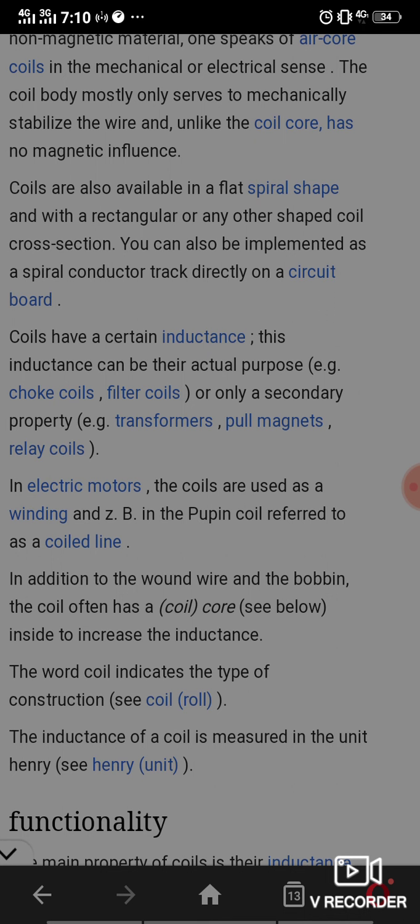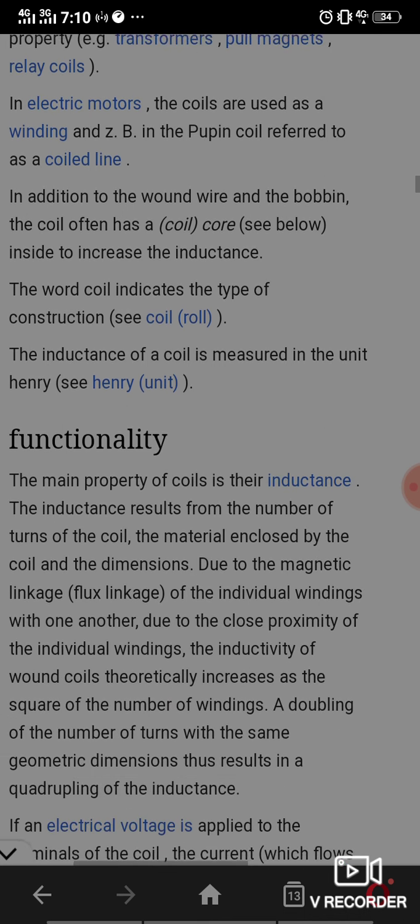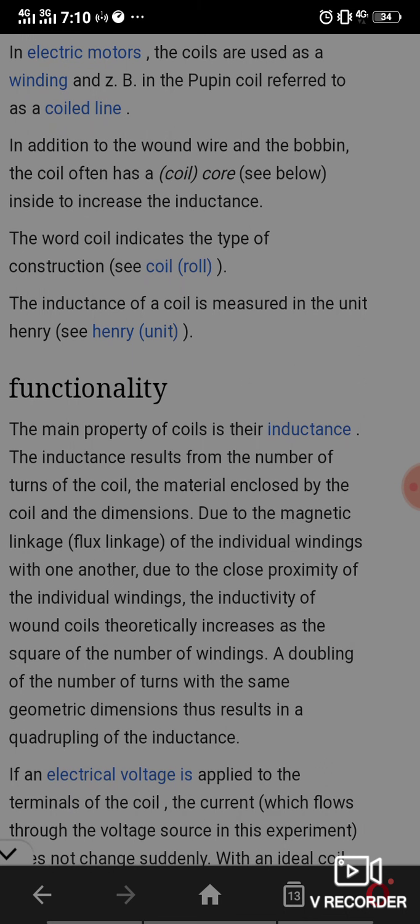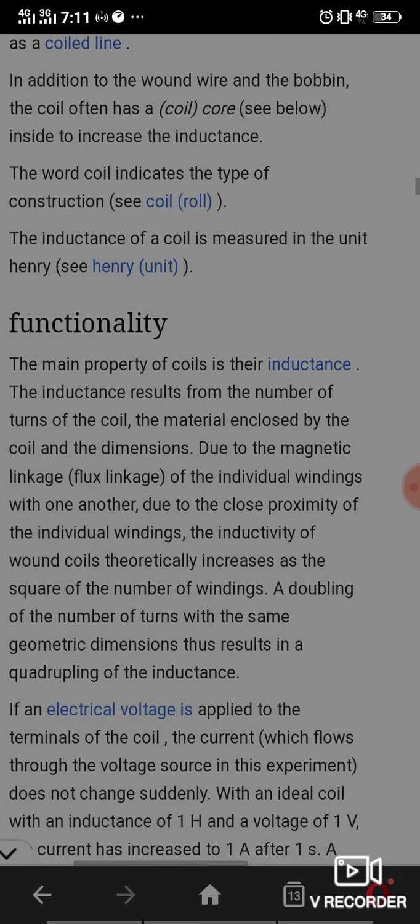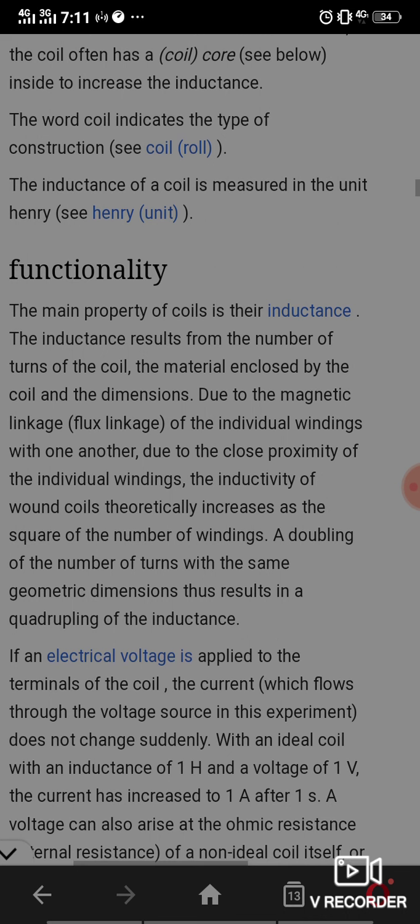The inductance of a coil is measured in the unit Henry. The main property of a coil is its inductance. The inductance results from the number of turns of the coil, the material enclosed by the coil, and the dimensions. Due to magnetic linkage of individual windings with one another, because of their close proximity, the inductivity of a wound coil theoretically increases as the square of the number of windings. A doubling of the number of turns with the same geometric dimensions thus results in a quadrupling of the inductance.